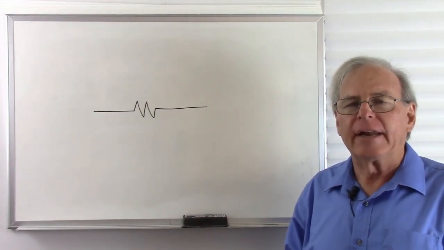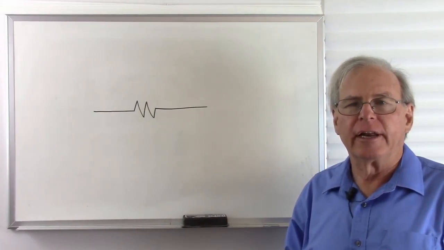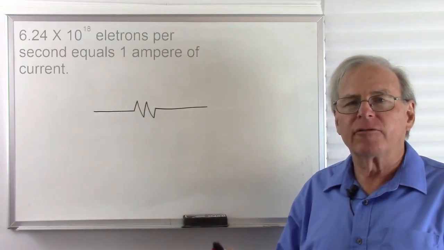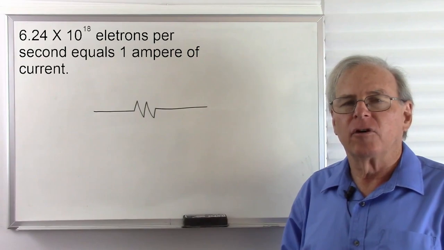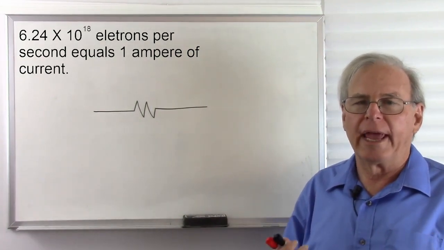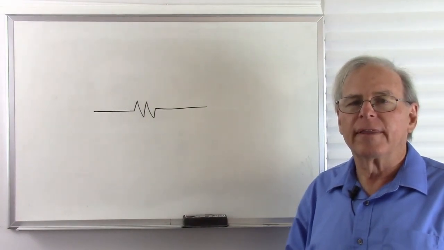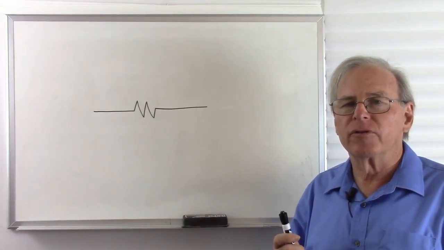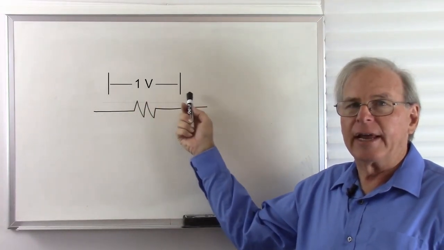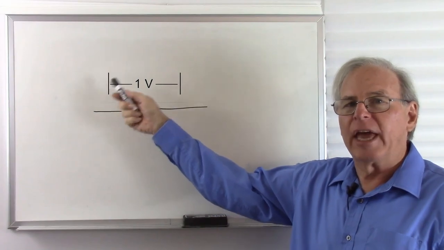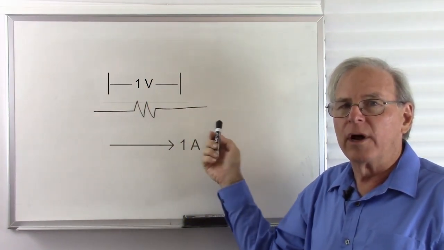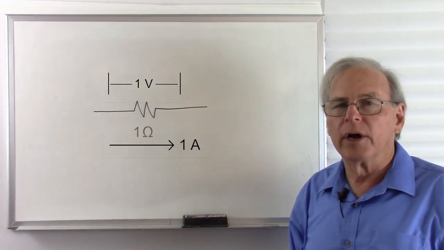We also learned that electrical current is measured in amperes, or amps, and an amp is simply a number of electrons passing by in a second. So if we have a certain number of electrons go by in 1 second, we have 1 amp of current. We also learned that if we have 1 amp of current going through a resistor, and there is 1 volt across that resistor, that could be 10 volts and 9 volts, or it could be 100 volts and 99 volts. But if the difference is 1 volt and the current is 1 amp, we have a resistance of 1 ohm.